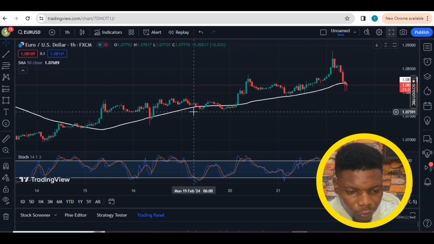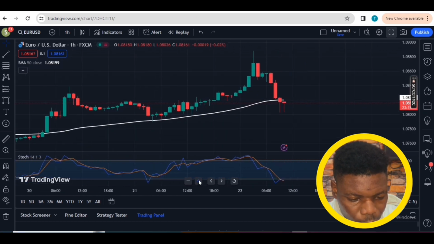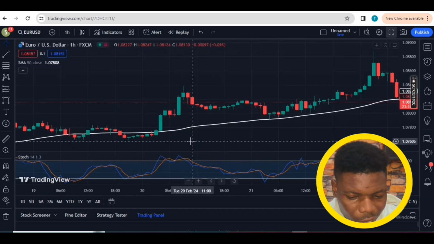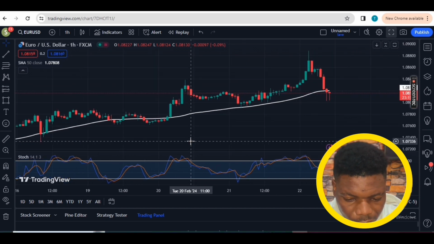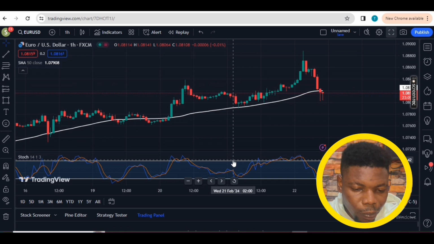Now, before we start anything, let me explain basically how the stochastic oscillator works. The stochastic oscillator has two levels we are working with, which are 80 and 20. When it is at 80, it means the price is overbought. When it is at 20, it means the price is oversold. You understand? So when it's oversold, we expect it to buy. When it's overbought, we expect it to sell. That's just the concept of how this stochastic oscillator works.